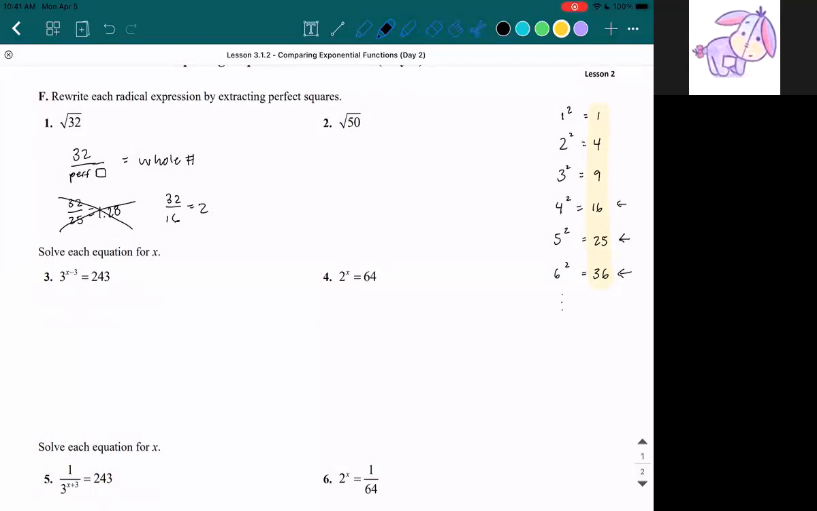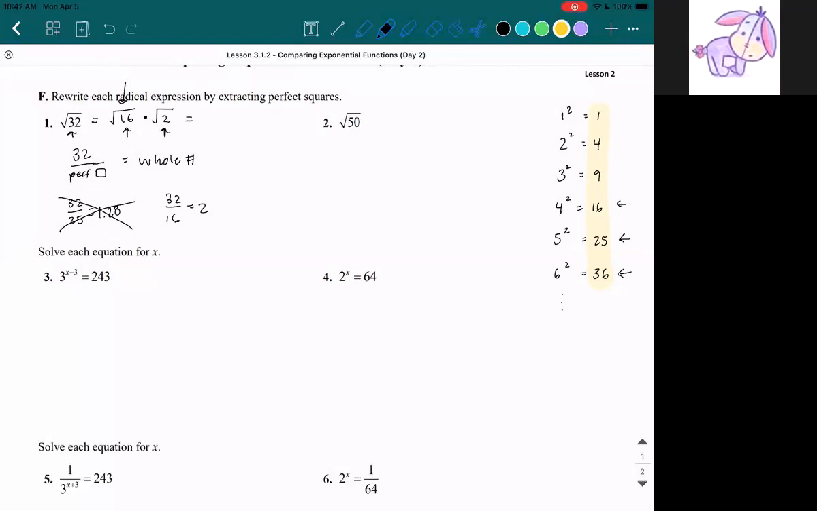Okay, so now we know that 16 fits into 32. So we have extracted the number 16 from the number 32. So I'm going to rewrite square root of 32 as square root of 16 times square root of 2. And why am I doing that? Because 16 times 2 gives us 32. So I'm going to write the perfect square first, and then the 2 just comes after.